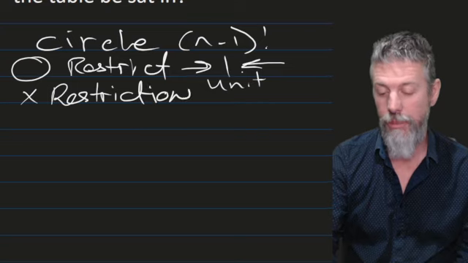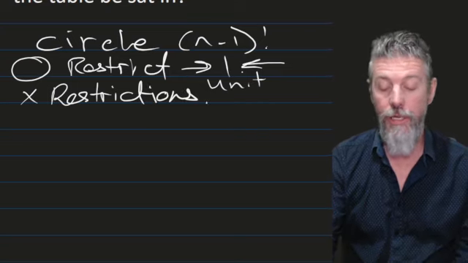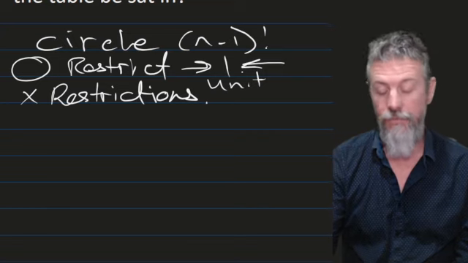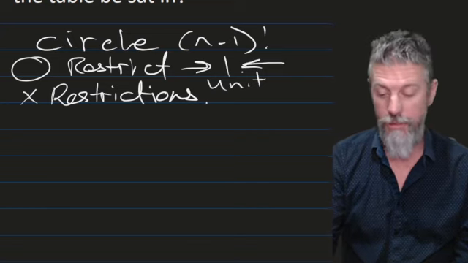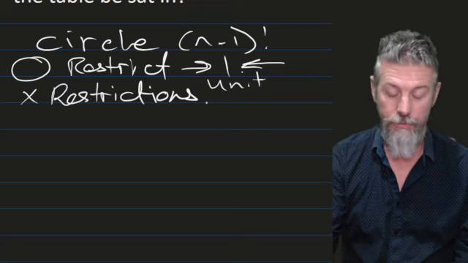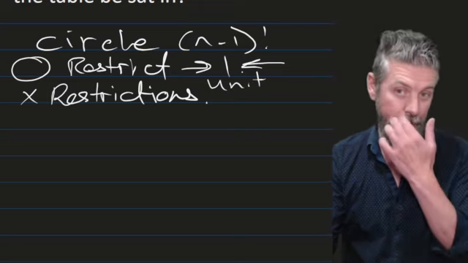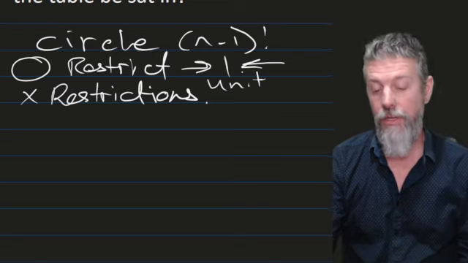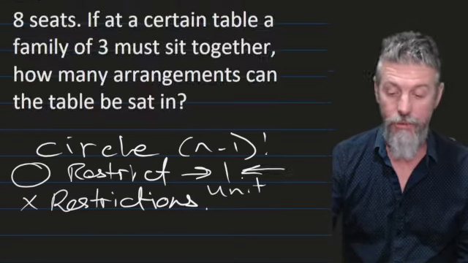I'd probably note something like that if I had a learning log to remind myself: move the restrictions as a unit and then multiply by the number of restrictions that are there, the combinations of the restrictions. Okay, so that's the concept. So let's have a look at this actual question.